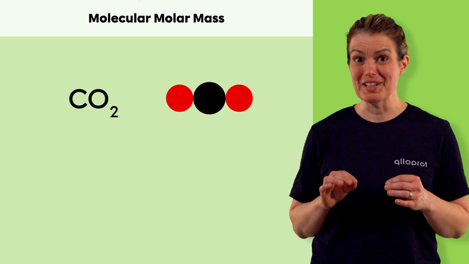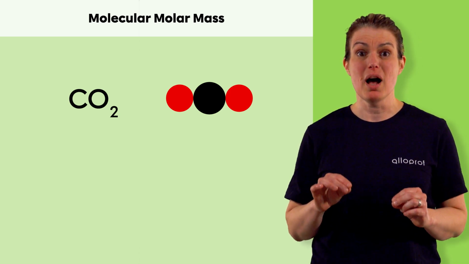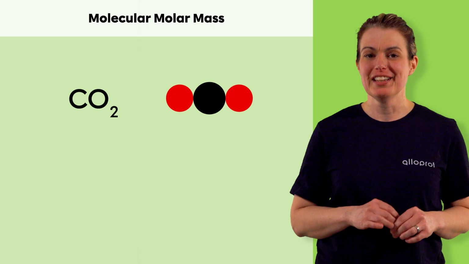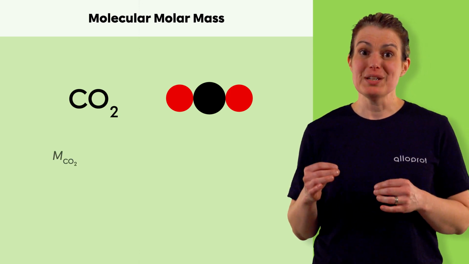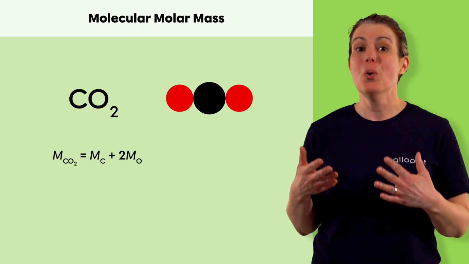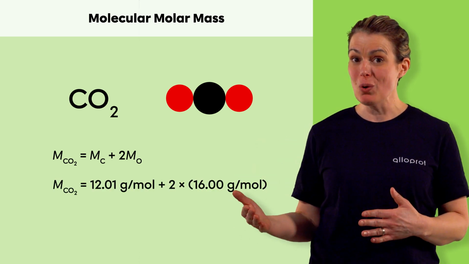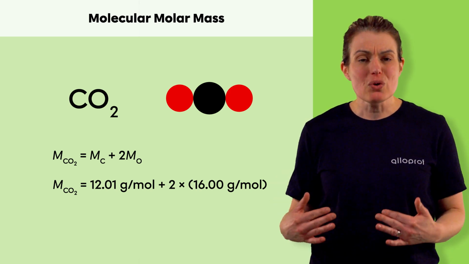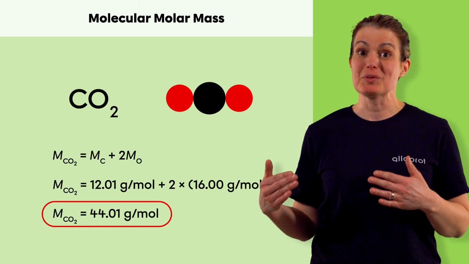The molar mass of carbon dioxide is therefore the sum of the molar mass of carbon and 2 times the molar mass of oxygen. Therefore, M_CO2 equals M_C plus 2 times M_O, or 12.01 grams per mole plus 2 times 16.00 grams per mole, for a total value of 44.0 grams per mole.